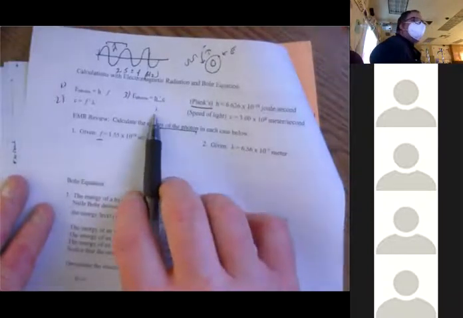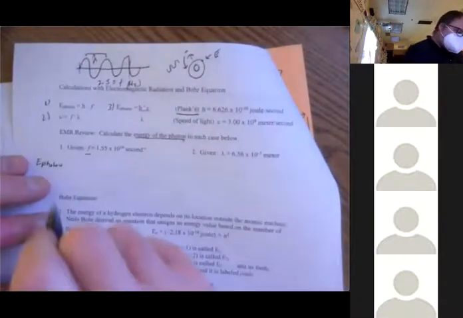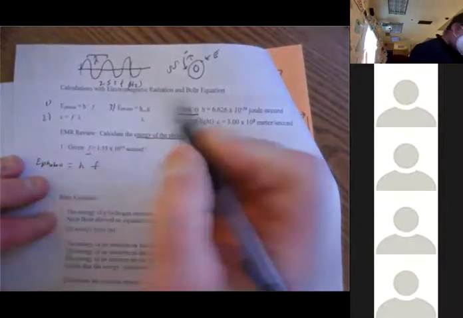3. So 3 has energy of the photon, H, C, and lambda. We have frequency, so 3 will not work. The first one has H and F and energy of the photon. So to find the energy of the photon, we just need to take H times F.